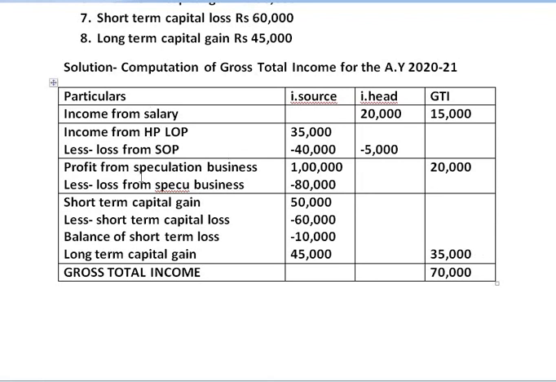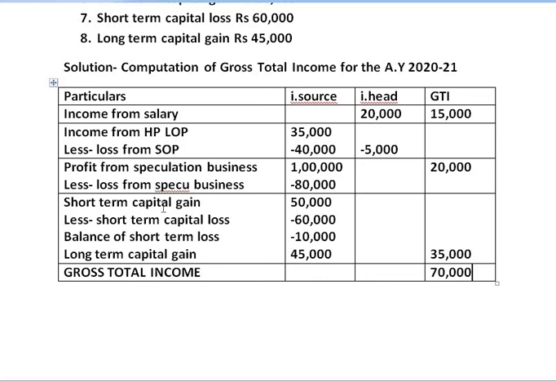First, we always have to take heads of income as per the sequence. First we have income from salary, take this first, then income from house property, make inter-source set off, and take any balance to the inter-head column. Adjust this loss with income from salary, then we get a salary balance of income rupees 15,000. Then this profit from speculation business of 1 lakh is adjusted against the loss from speculation business of 80,000. The balance profit of rupees 20,000 is taken to the gross total income column.